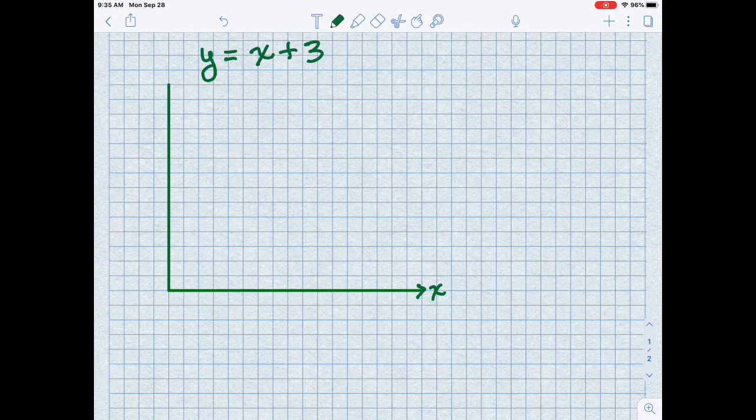Let's look at another problem. What if I have something like this, y equals x plus 3? So let's draw a graph here. This is going to be x. This is going to be y. And we want to look at this. The values will be the same here. 0, 1, 2, 3, 0, 1, 2, 3. I'm going to draw a little table of values, x and y.